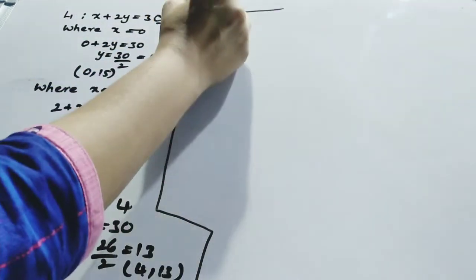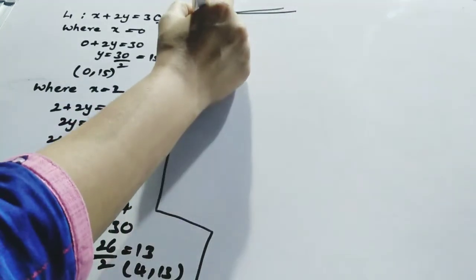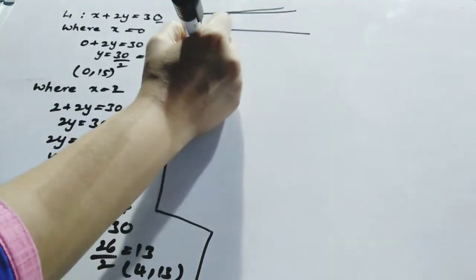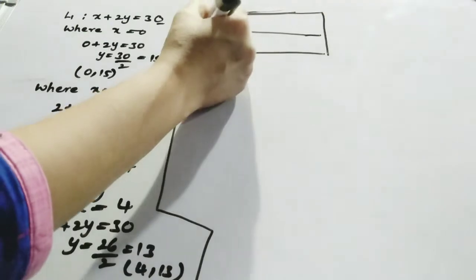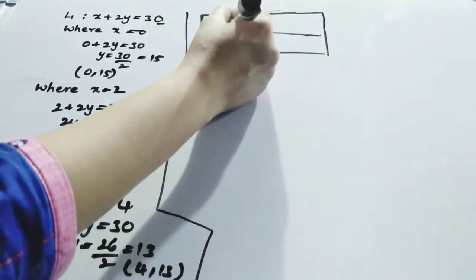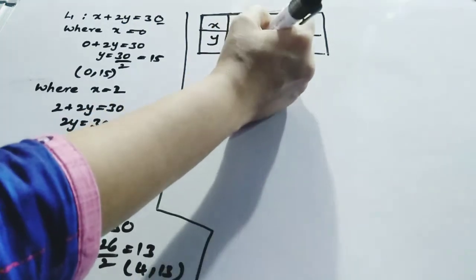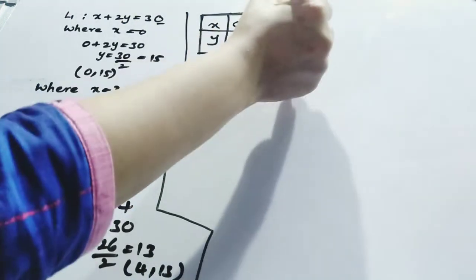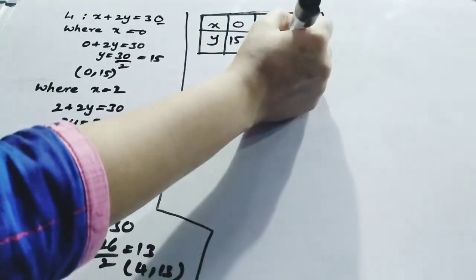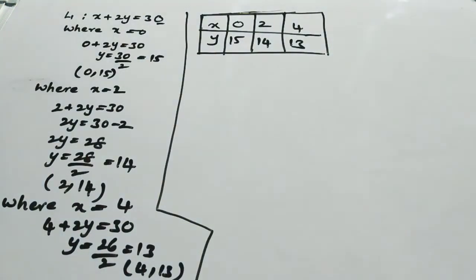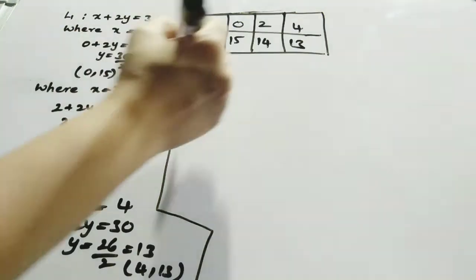Put your coordinates in a table so that you can easily remember them, and it is easy to draw a graph. In the table of x and y coordinates: when x is 0, y is 15. When x is 2, y is 14. When x is 4, y is 13. This is L1.